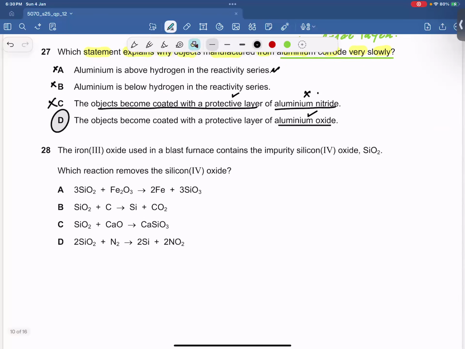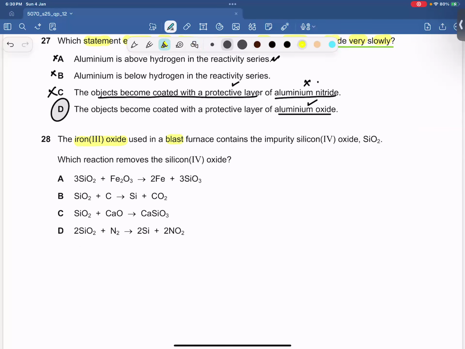The iron(III) oxide used in the blast furnace contains the impurity silicon dioxide. Which reaction removes silicon dioxide? Silicon dioxide is an acidic oxide. It reacts with calcium oxide present in the blast furnace to give calcium silicate, which has the formula CaSiO3. So I believe C is going to be the right answer. And that's the only way we can remove silicon(IV) oxide from the blast furnace as an impurity.